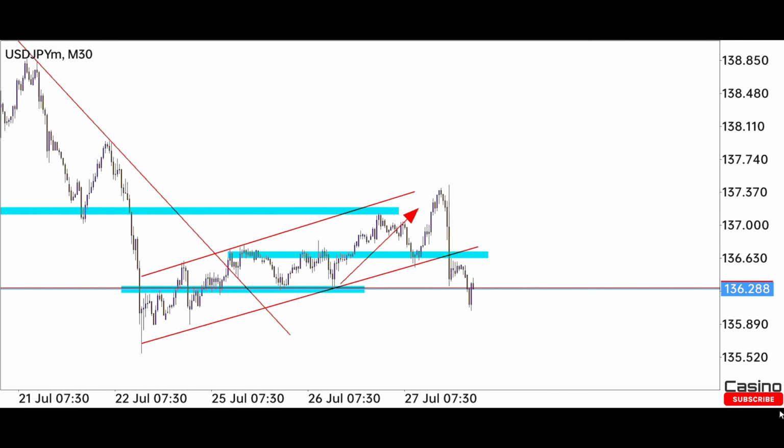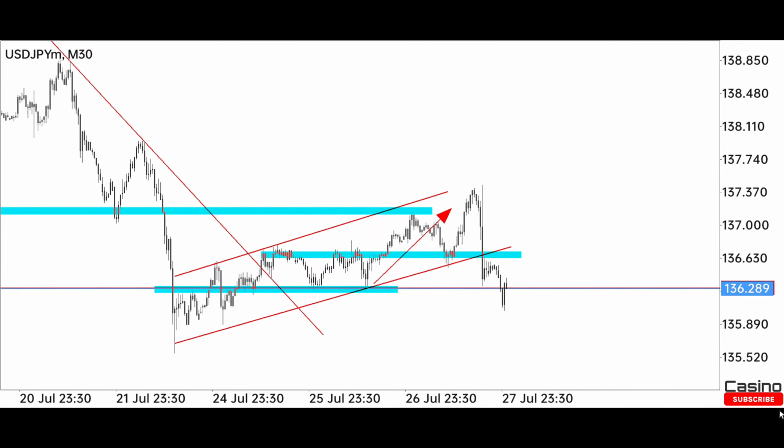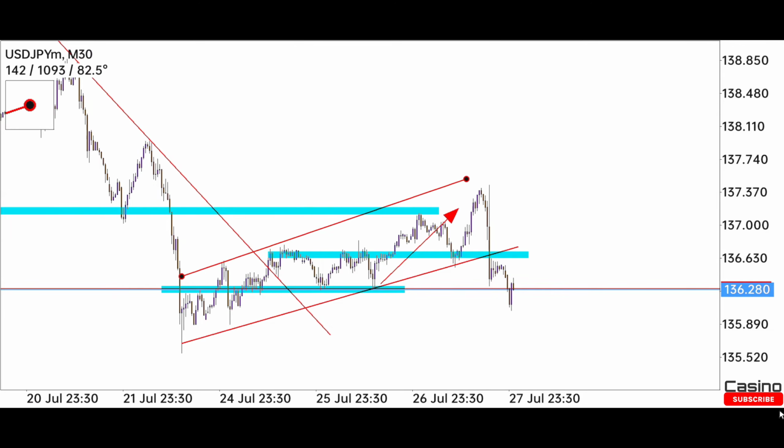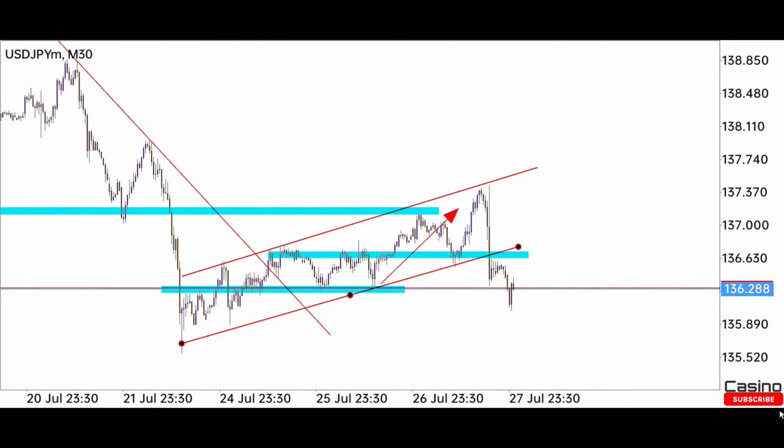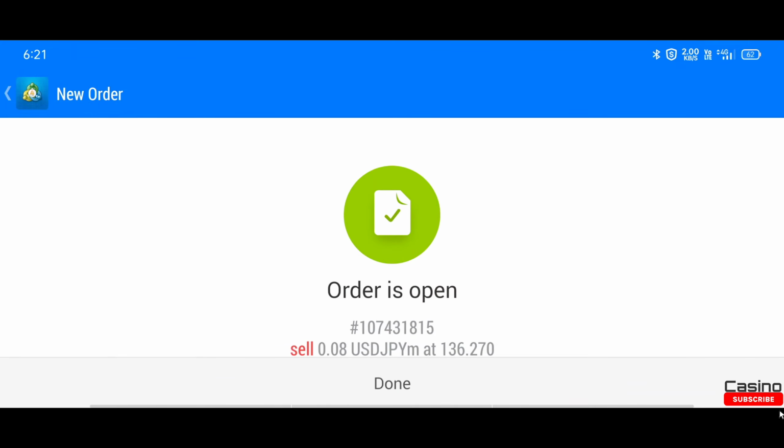The market has retested by breaking the trend line and is now going down, creating proper price action here. We will sell. The market has made this trend line a resistance and has gone down. It's a high probability trade. I am taking 0.08 lot here.